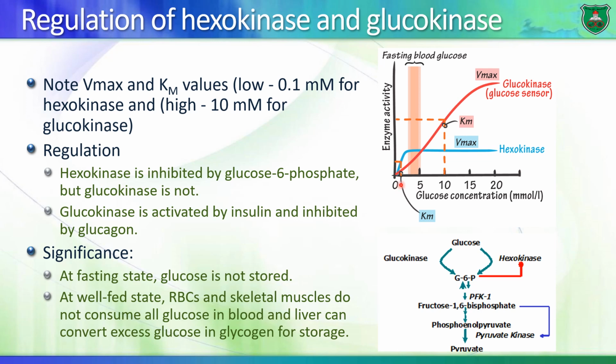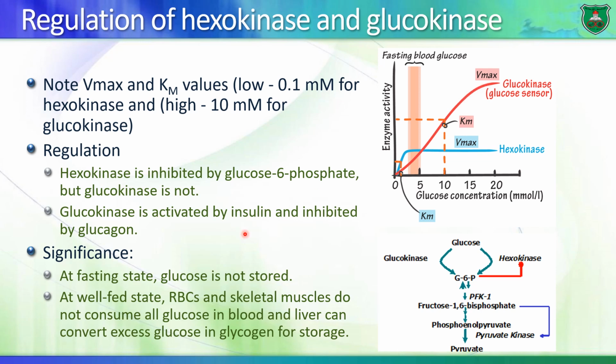But then if there is a lot of glucose in the system, now the Vmax for hexokinase is not really high, so that it does not consume this glucose. Rather, it keeps it for other tissues and for the liver, where it can be converted to glucose 6-phosphate and stored as glycogen. So hexokinase spares some glucose for other tissues and for liver to store it as glycogen.